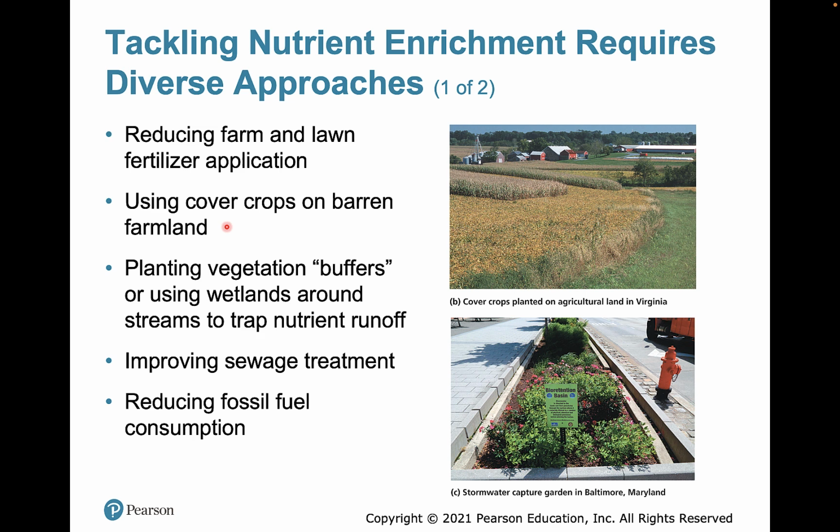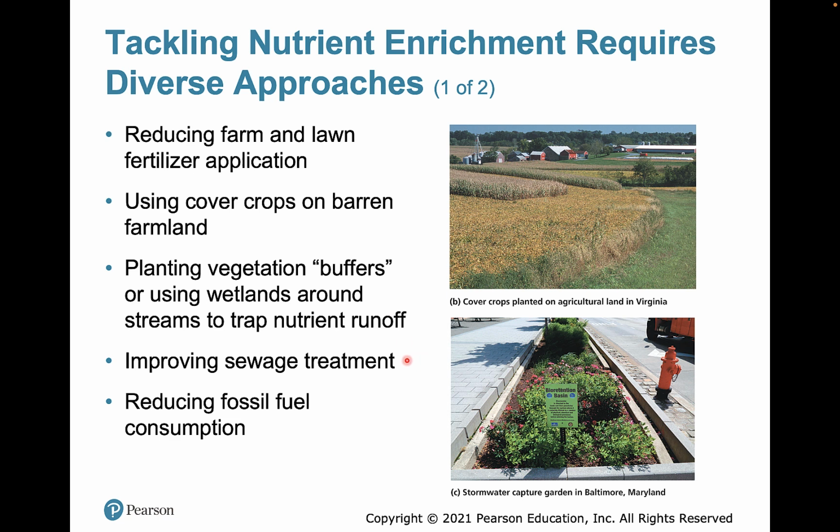Keep cover crop planted. Okay, this is cover crop, to prevent soil erosion and soil loss. You can plant a vegetation buffer, right? So they plant trees a lot of times around wetlands to prevent those nutrients from running off of farm fields and in residential areas into water.